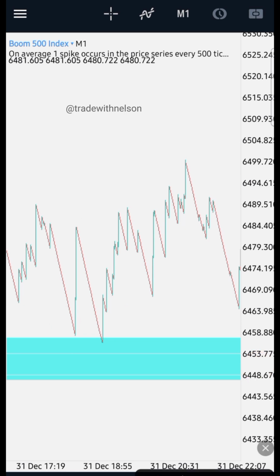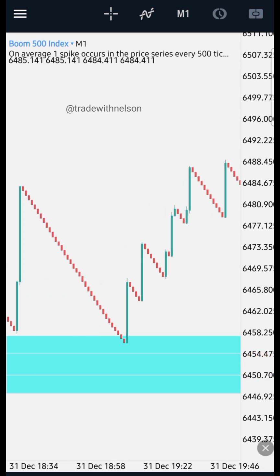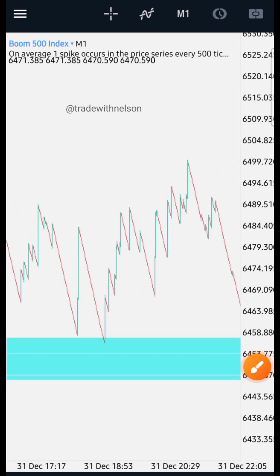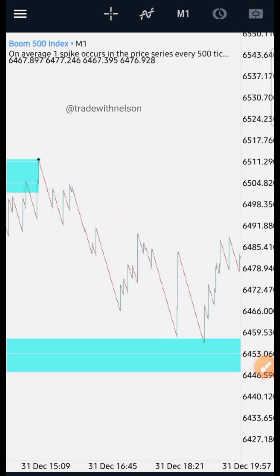So once you see the first spike, you can wait for a little retracement, then enter another position, spike, retracement, spike, retracement, spike, to take out this high. So that is how you trade this strategy.